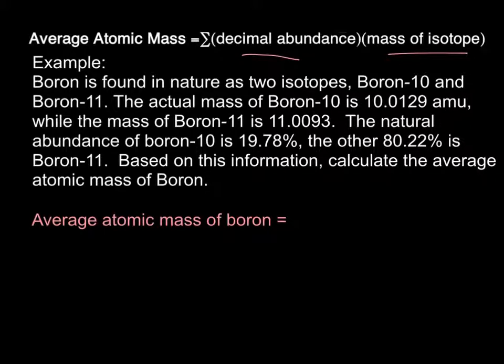Given this information, we can actually calculate the average mass of boron. To do that, we're going to take the decimal abundance for the first isotope. Our first isotope is boron-10. We're going to take the decimal for that. So if it's 19.78%, the decimal for that would be 0.1978. I just took that number and divided it by 100.